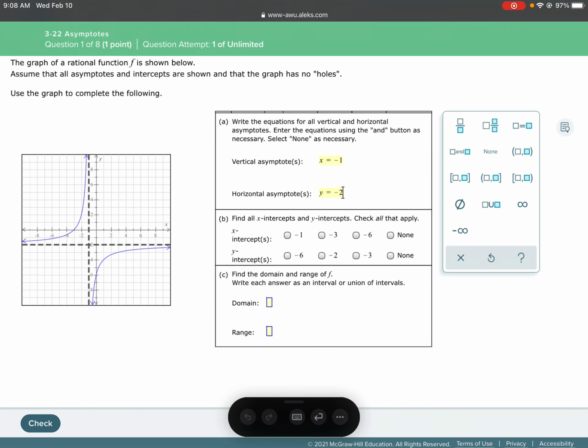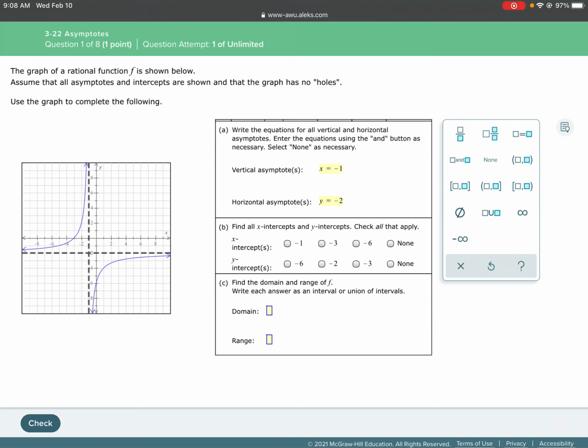And it says find all intercepts. So if we look at the x-intercepts, it crosses through the x-axis one time at -3. And it crosses through the y-axis at -6. Now it's asking us to find our domain and range. So when we do our domain, remember domain talks about x values, right? So we're going to write this in interval notation. And these are all going to be parentheses because we never hit these lines, right?